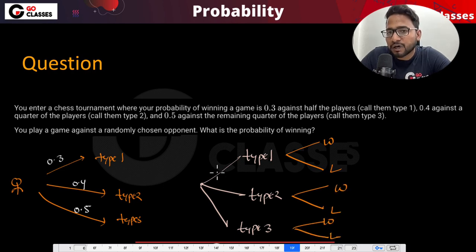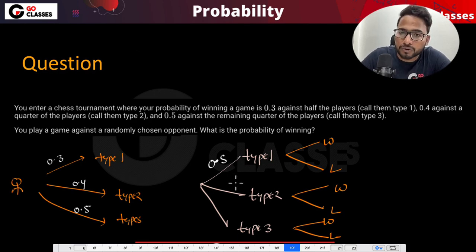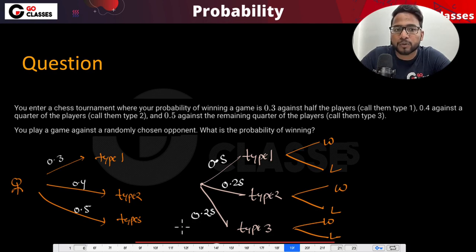Now let's see the probabilities of these edges. What is the probability you choose the type 1 player? Since type 1 players are half of the population, 0.5 is the probability that the player will be type 1. What is the probability that you choose a type 2 player? Since type 2 players are a quarter of the players, 0.25 is the probability that you choose a type 2 player. Similarly, type 3 is also a quarter of the players, so 0.25 is the probability that you choose a type 3 player.